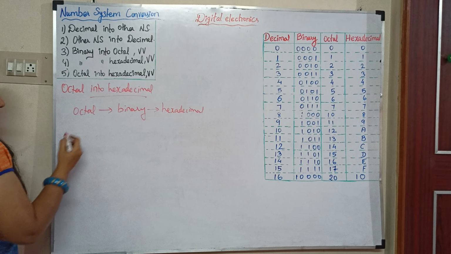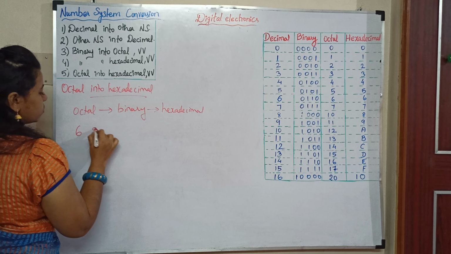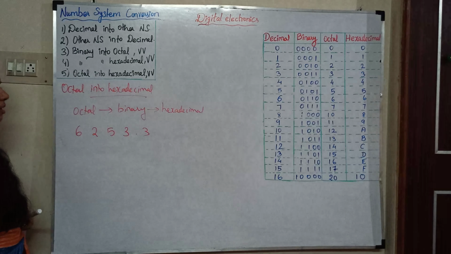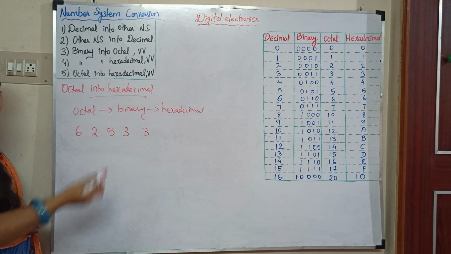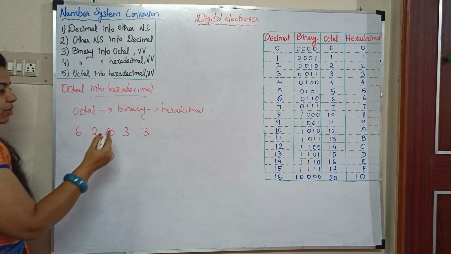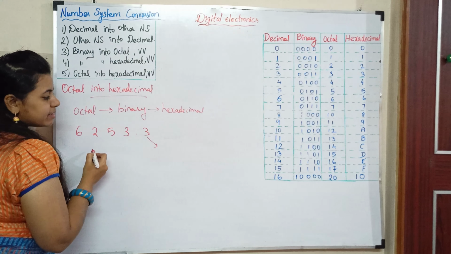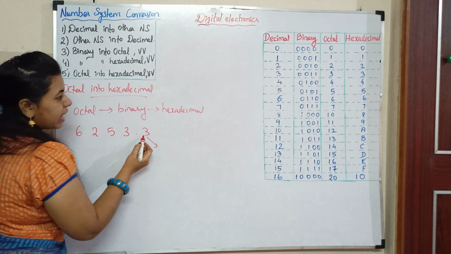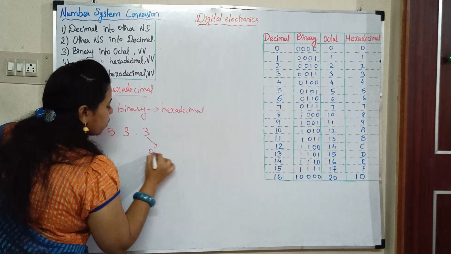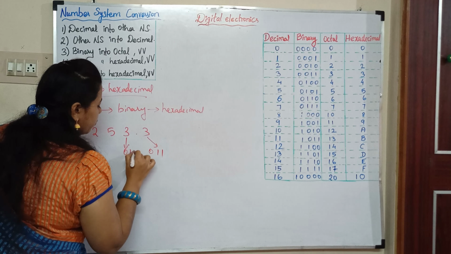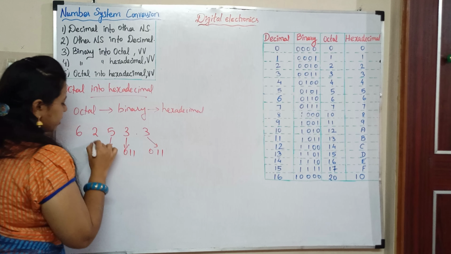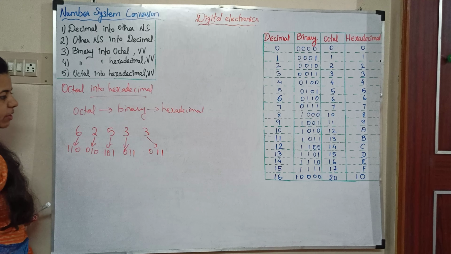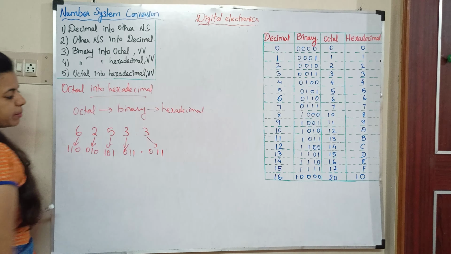For example, consider the octal number 6253.3. So how to convert octal into binary? Just now we have discussed. We have to represent each digit by its binary equivalent, 3 bits. Okay. So what is the value of 3? 011 and 011. 101. 010 for 2. 110 for 6. Okay, and you have point here.